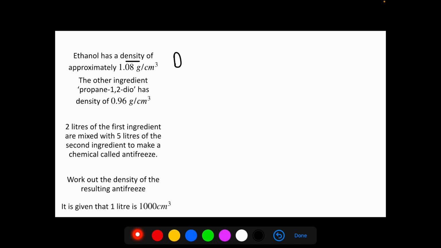The Department of Motor Vehicles. That's how I always like to remember my density formula triangle. We've got a chemical. Ethanol has a density of approximately 1.08 grams per centimeter cubed. The other ingredient has a density of this.